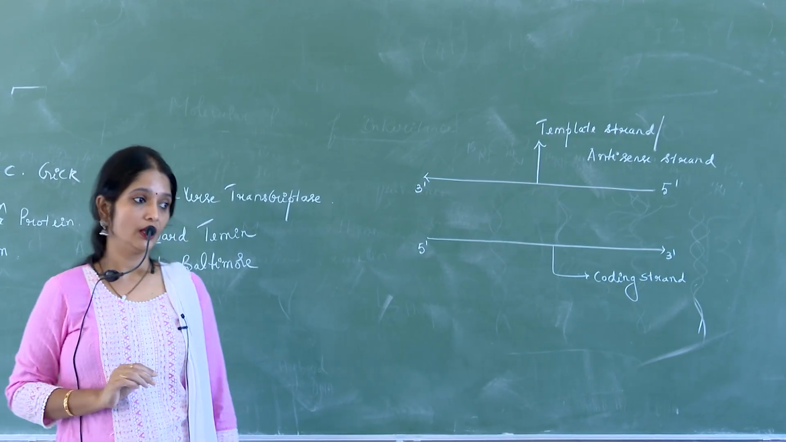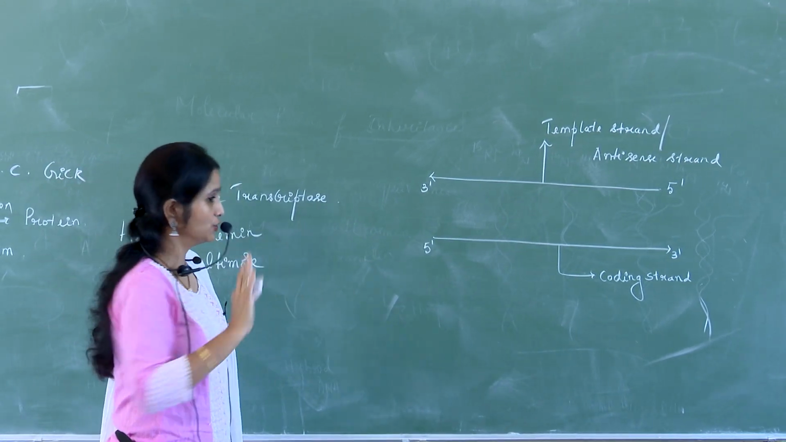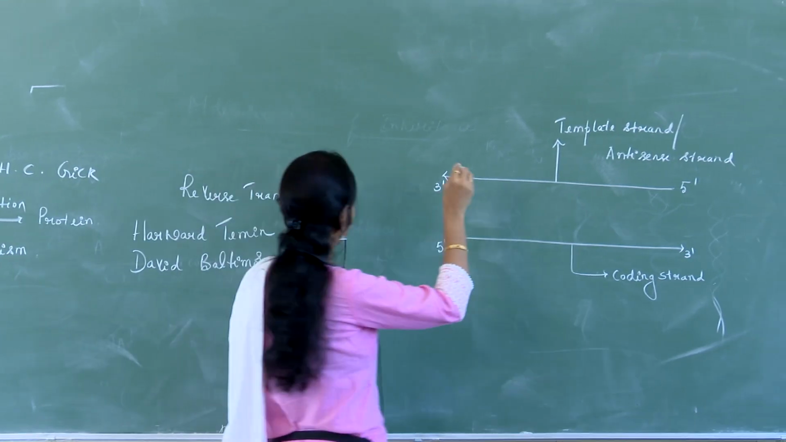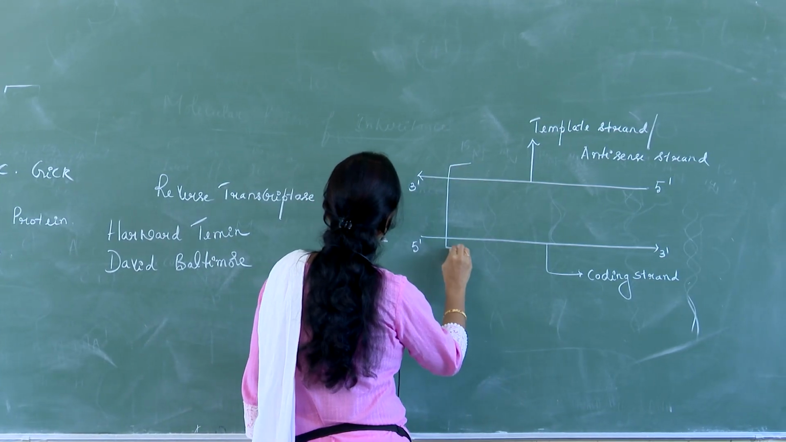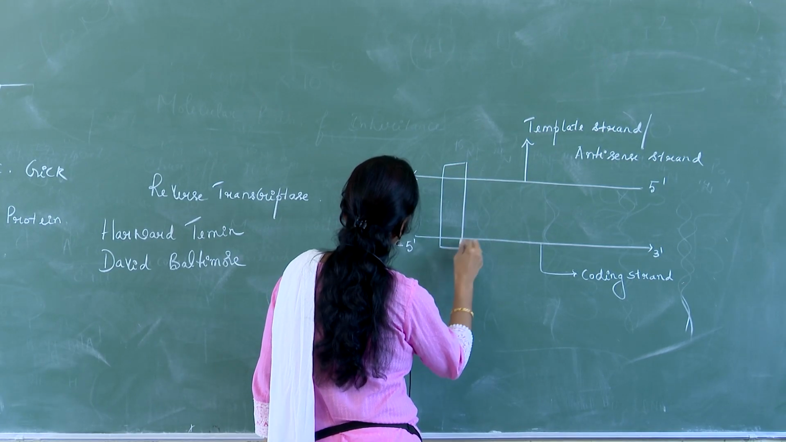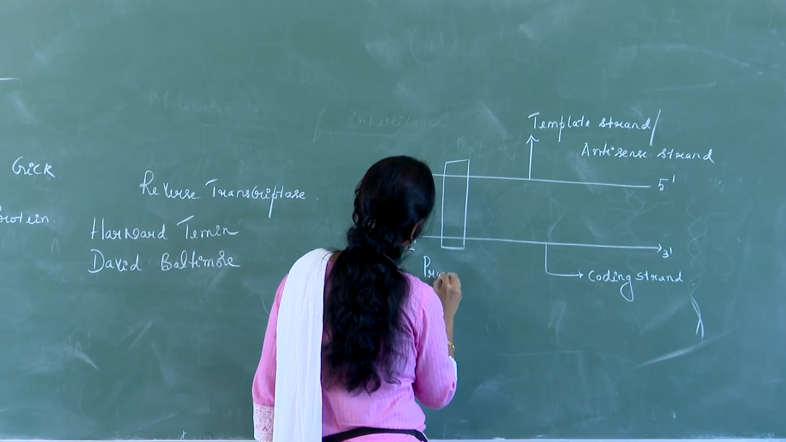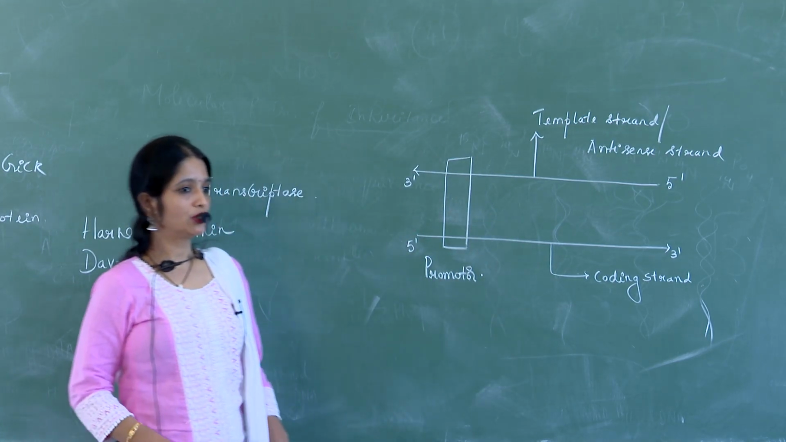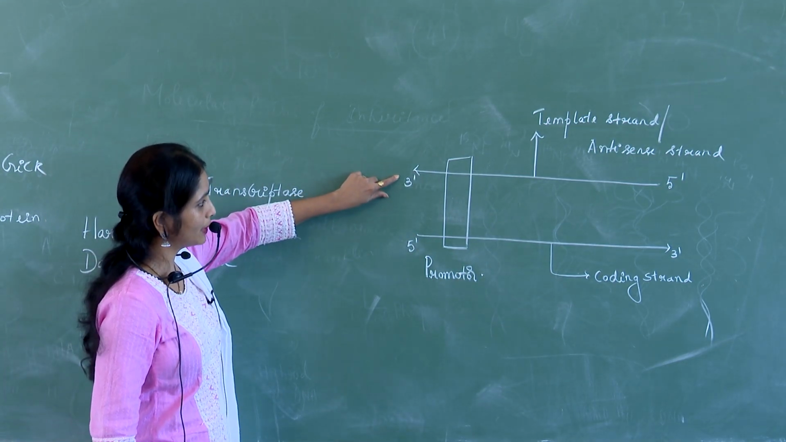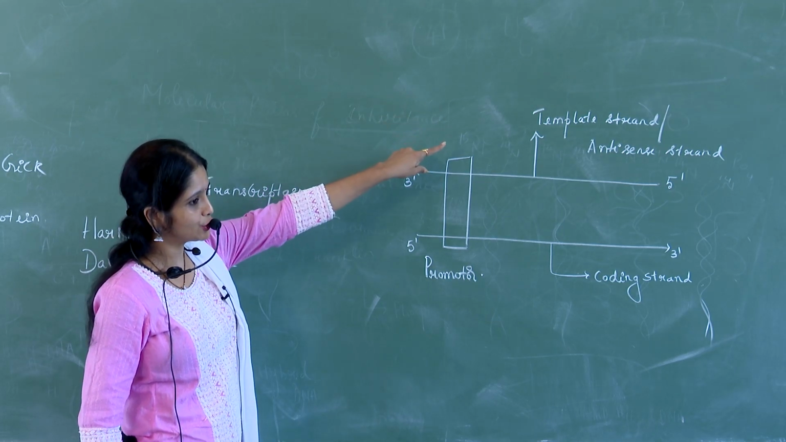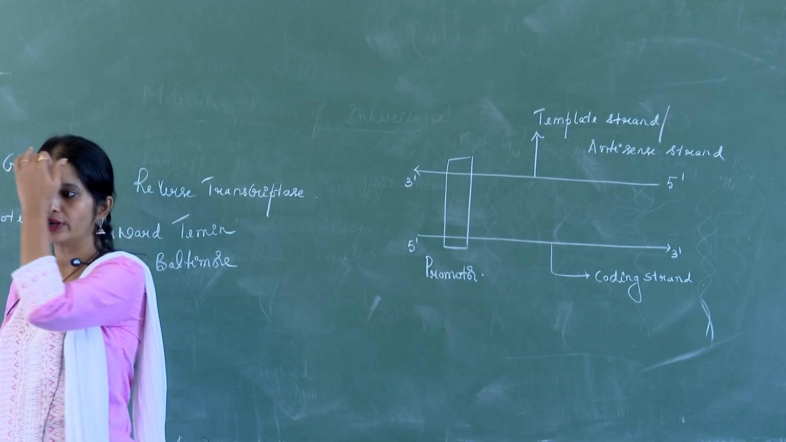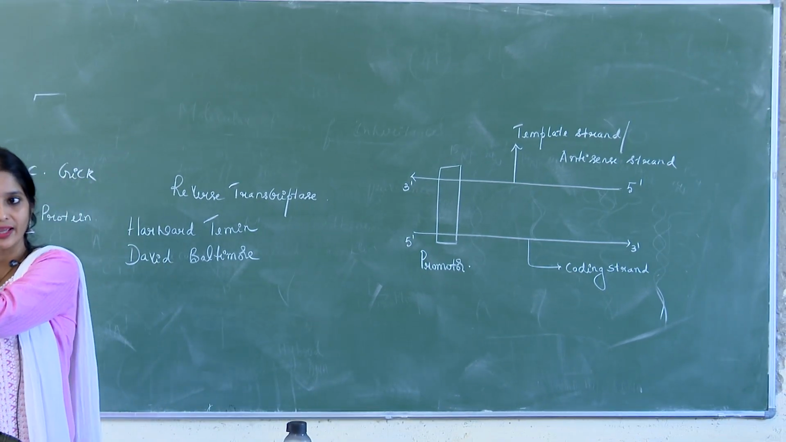This strand is the coding strand, right? Yes. Now, transcription unit, the first gene of the transcription unit is the promoter region or promoter gene. So, promoter gene is present at the 3' end of the template strand and 5' end of coding strand, right?